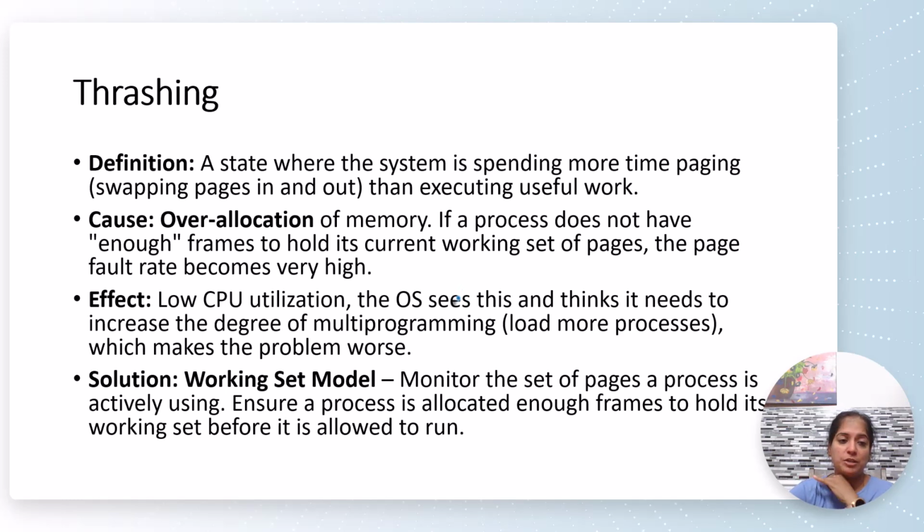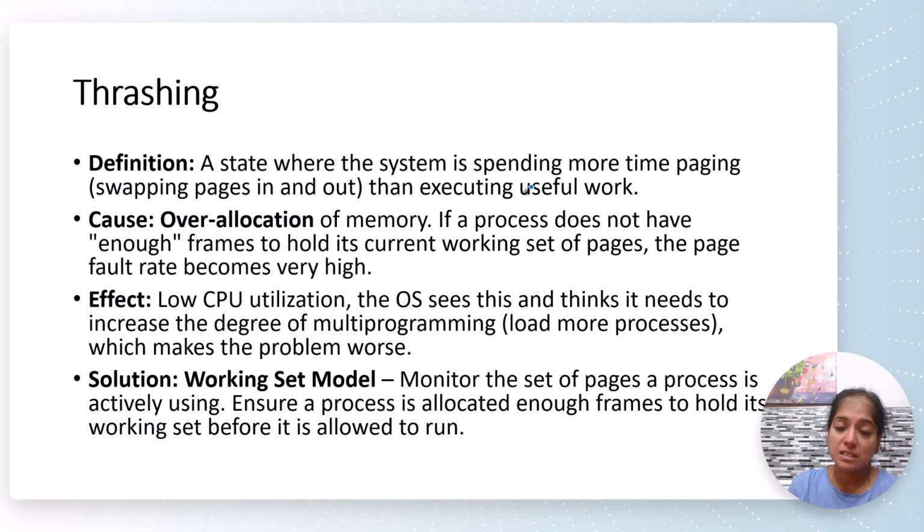Then the concept of thrashing comes. Thrashing is a state where the system is spending more time paging than executing useful work. Paging means swapping pages in and out. The reason for thrashing is over-allocation of memory. If a process does not have enough frames to hold its current working set of pages, the page fault rate will be really high, and then we need to perform a lot of swap in and swap out.